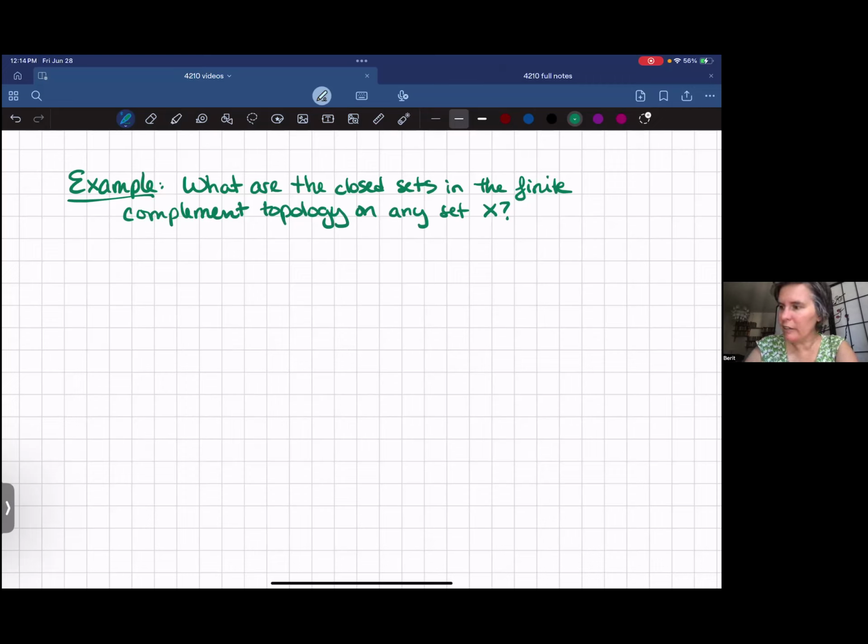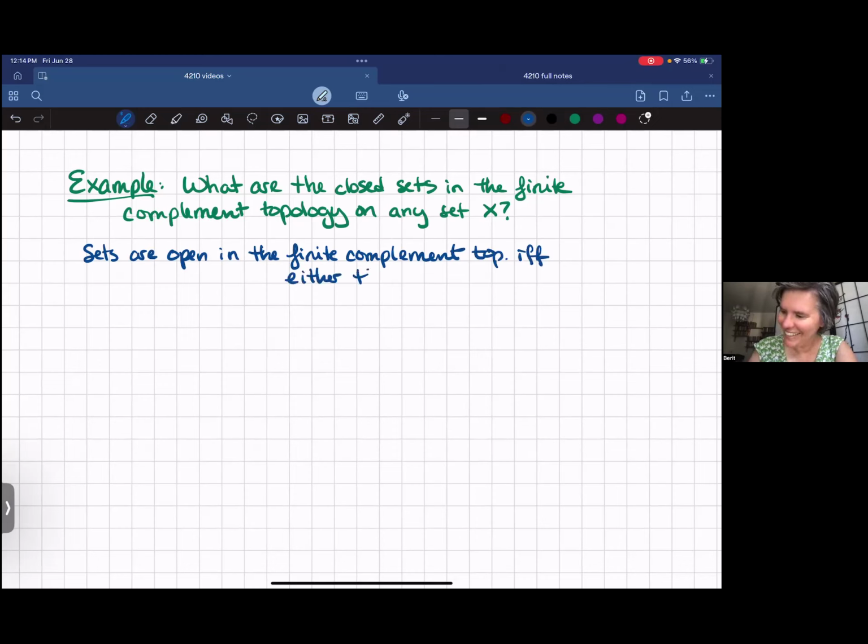And let's just remind ourselves, what is the finite complement topology? Sets are open in the finite complement topology if and only if either the set is the empty set or the complement of the set is finite.